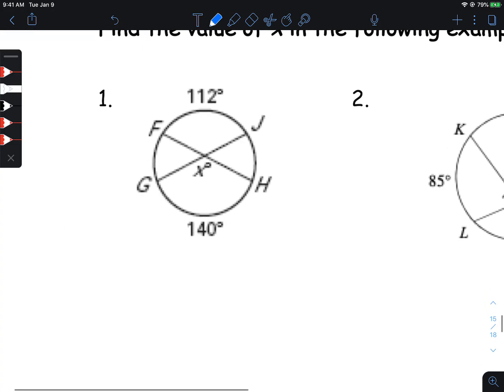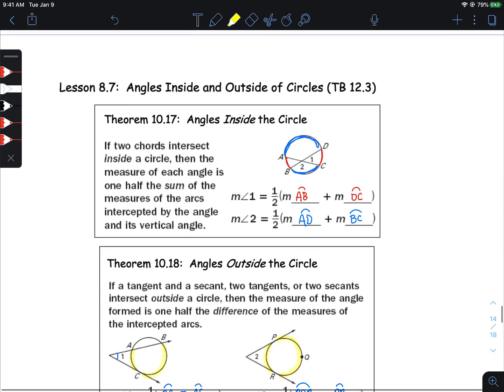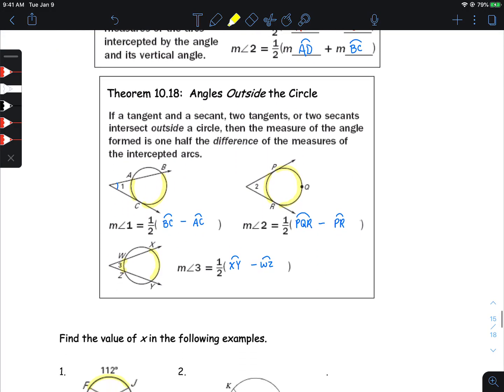So here's all you got to do on these. If we're finding angle X right here, we're going to say X is, and this is the one where you add them. That's because the vertex is here in the center. You would be provided that formula, so you would just need to know which formula to use.